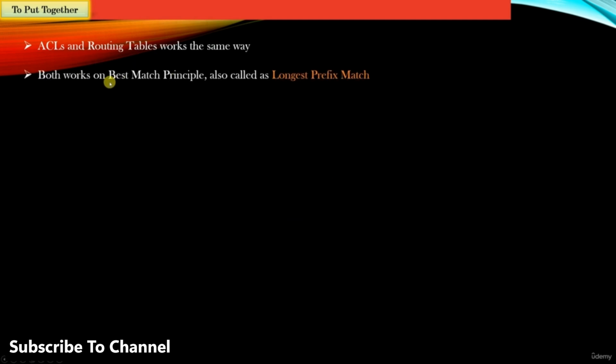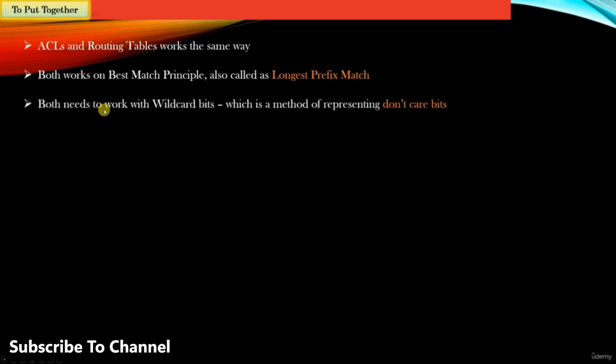So guys, to put together what we have covered in this course so far, access control lists and routing tables work the same way. Both work on the best match principle, which is also called longest prefix match. Both need to work with wildcard bits, which is a method of representing don't care bits.